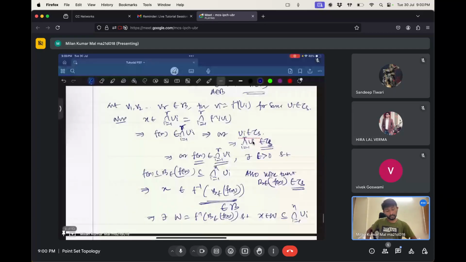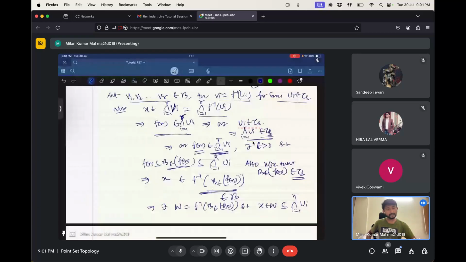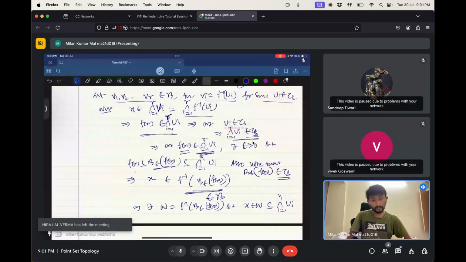That means F x is in the intersection of Ui, and the intersection of Ui being an element of the standard topology, there exists B epsilon of F x such that F x belongs here. But this set, I don't need to do any other thing. This set itself is an element of this. That means x is inside the intersection of F inverse of B epsilon of F x.